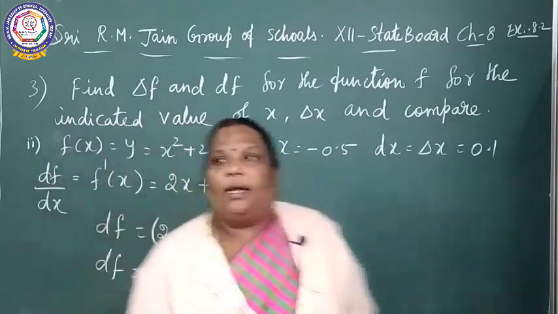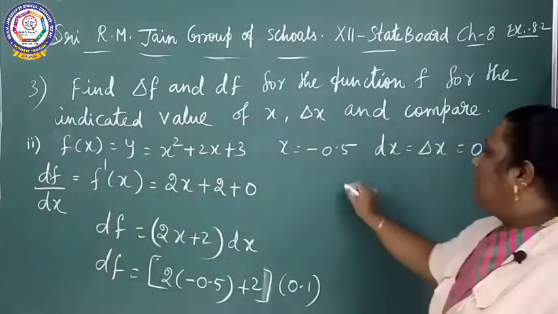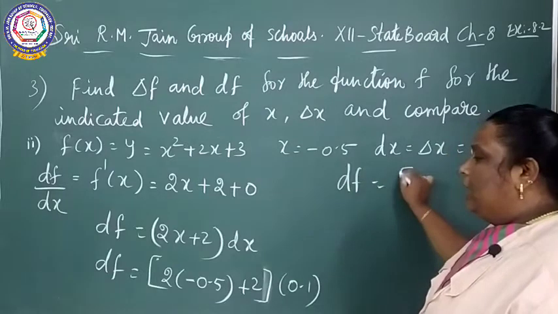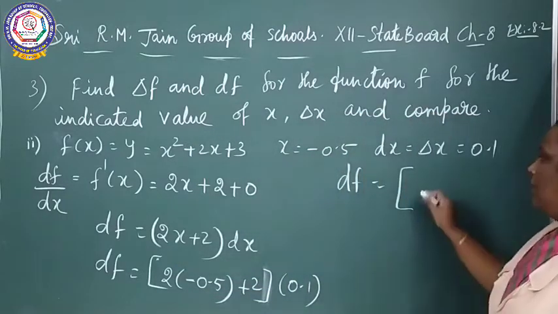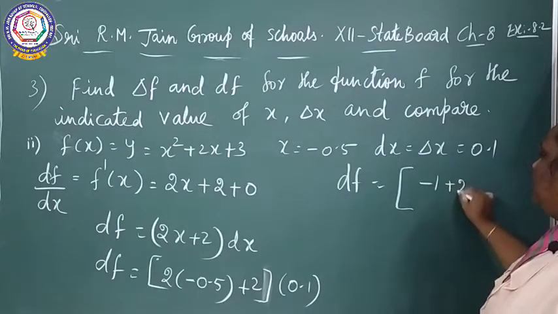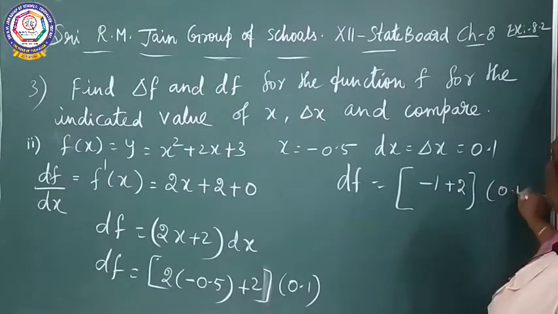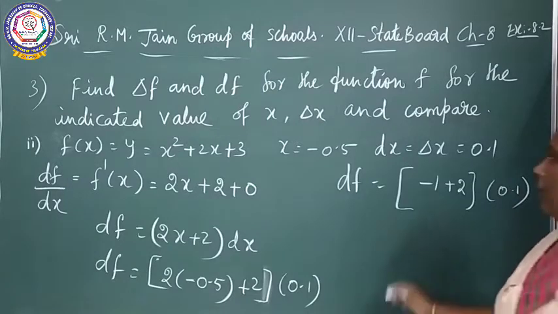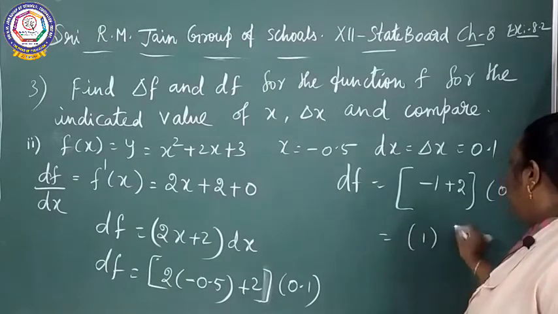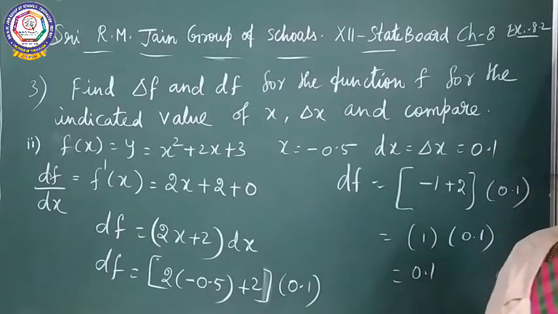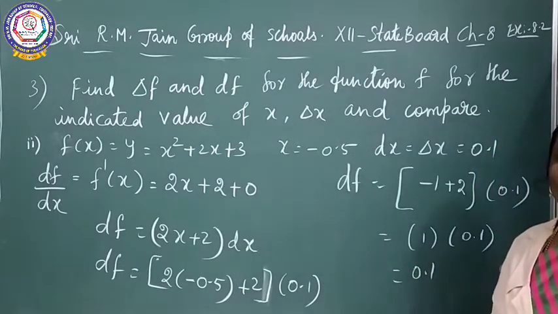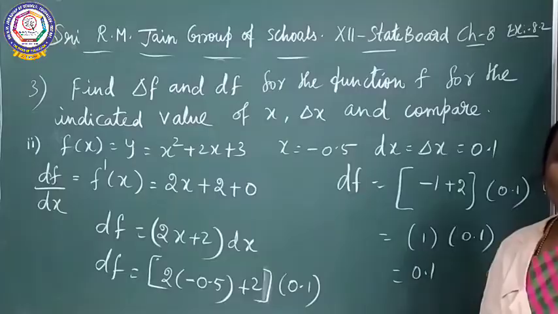So what is the value for this? df = (2 × -0.5 + 2) × 0.1, that is (-1 + 2) × 0.1. It gives 1 × 0.1, and the value is 0.1. So the df value is equal to 0.1.